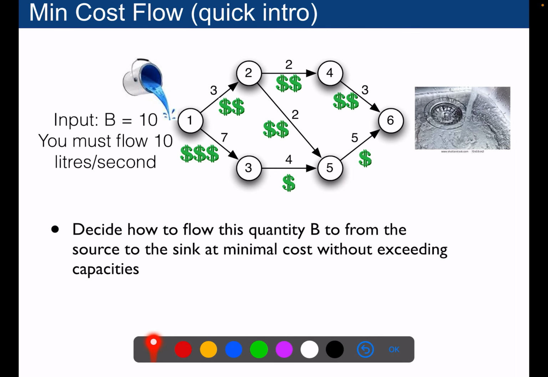Another variation of the max flow problem is the one where you have cost. So in addition to the capacity, you also have a cost value to pay for every unit of flow that will use that edge. So that will be $2, $2, $3, and so on. And the goal is to find the maximal flow in this graph, but at minimal cost that does not exceed the capacity.